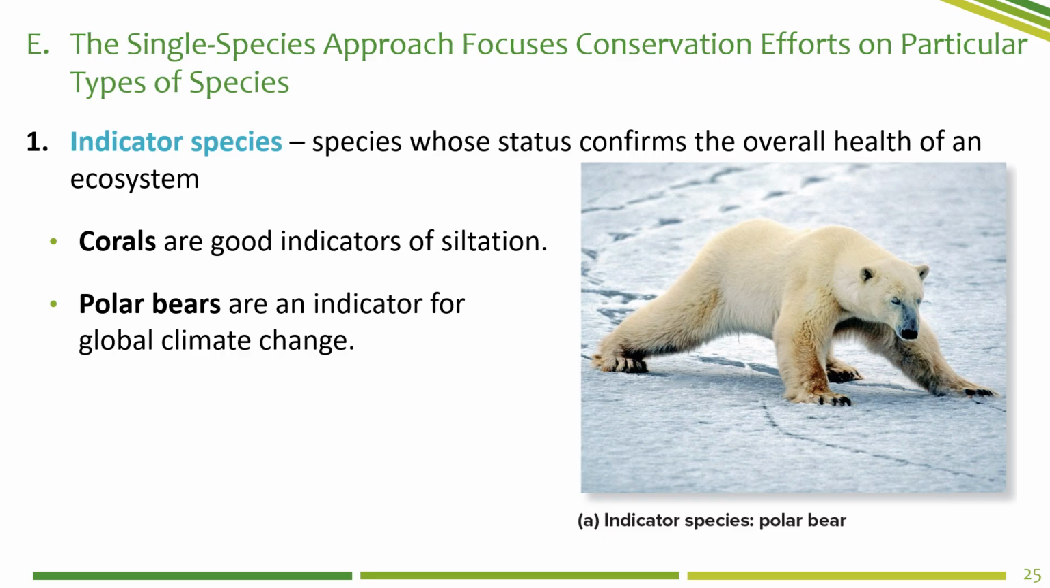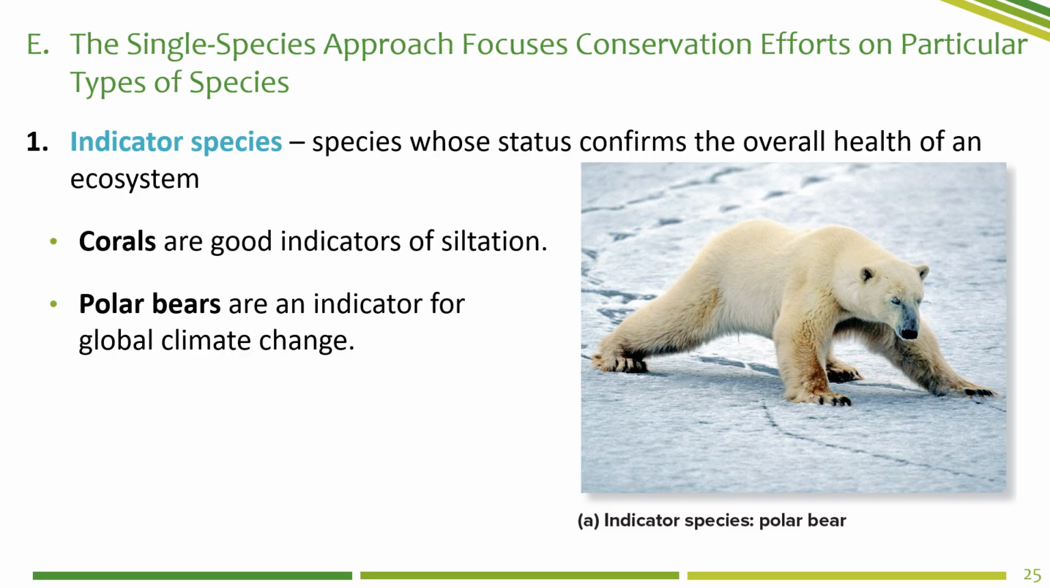So two examples here. Corals. Corals are good indicators of a lot of water quality issues because they very quickly react to changes in water quality. They are a good indicator of siltation, which is deposition of sand or dirt into an environment. Usually this is runoff sand or dirt washed down out of the area surrounding the region with the corals. Polar bears are a good indicator for global climate change.